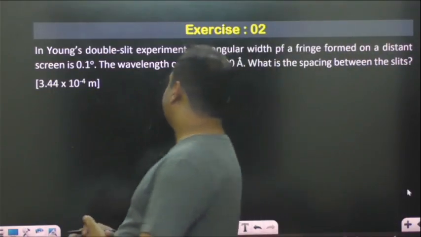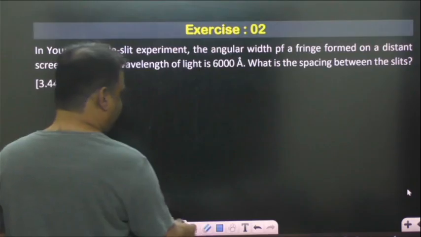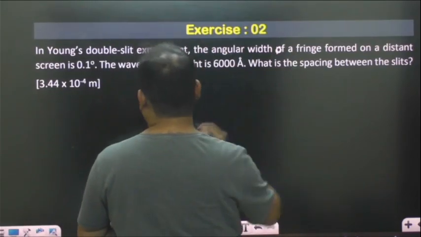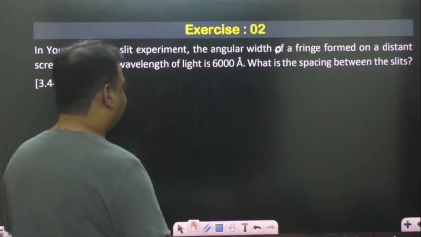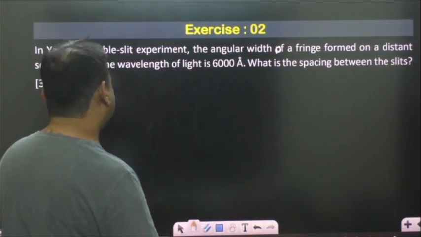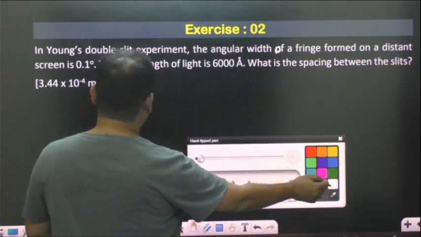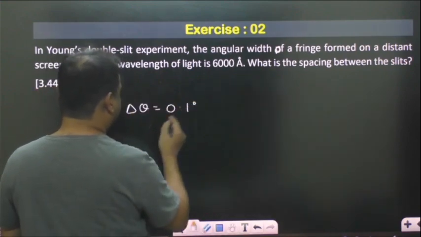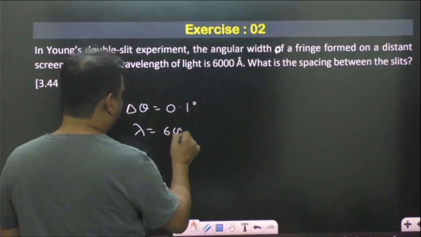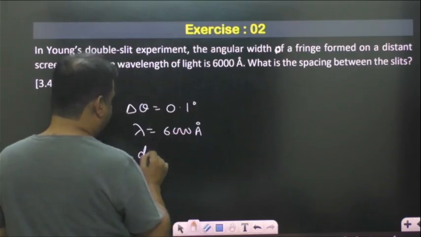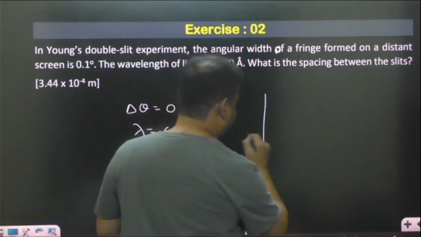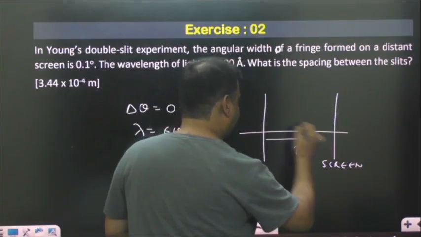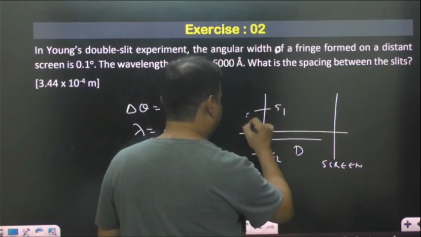Now see the second problem. In Young's double slit experiment, the angular width of a fringe formed on a distant screen is 0.1 degree. The wavelength of light is 6000 angstrom. What is the spacing between the slits? So in this problem we are given the angular width as 0.1 degree. The wavelength is 6000 angstrom and we have to find the distance between the slits. We know the distance between the slits is written as small d.